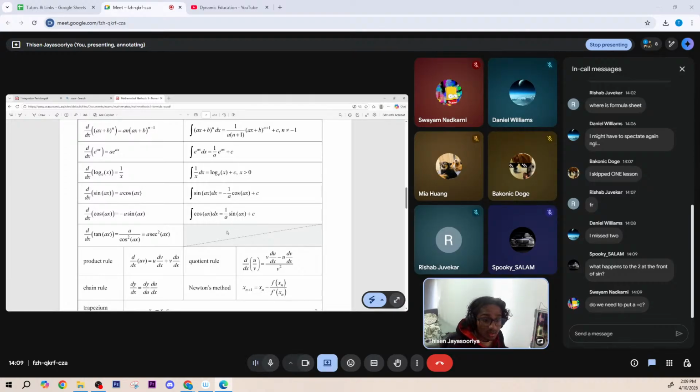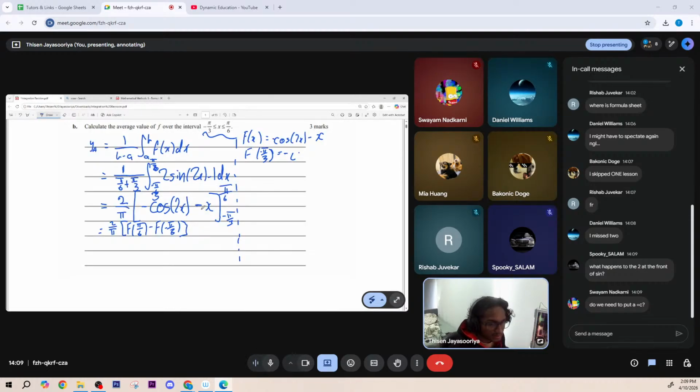Do we need the plus c? We don't need to put the plus c in this one, because this is a question with boundaries. If it didn't have boundaries, you'd have to put the plus c in.